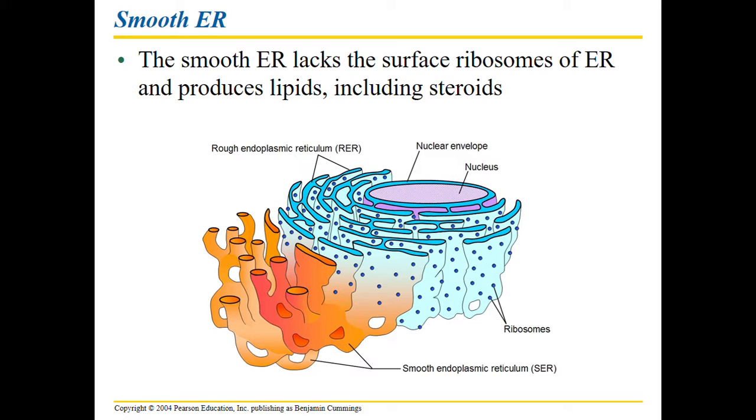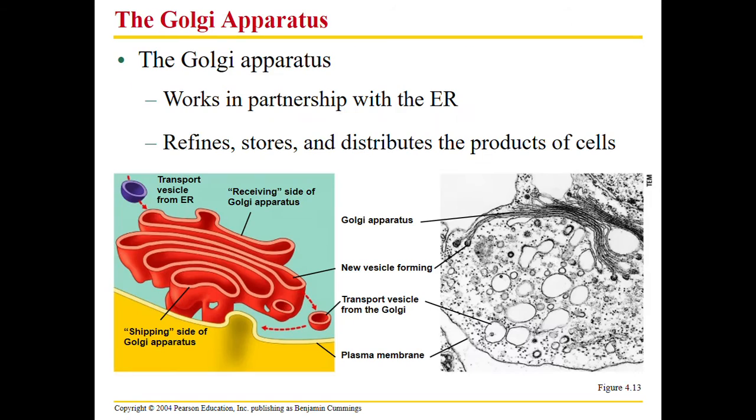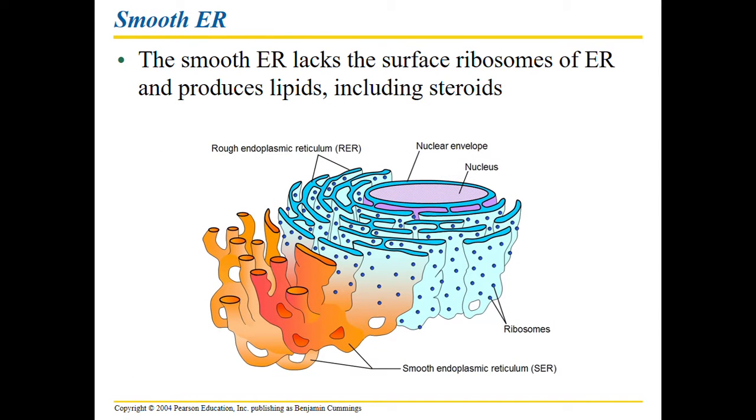Then smooth ER is where our lipids and steroids are going to be produced. Steroids, like, think testosterone, estrogen, things like that. You'll find a lot of smooth ER in cells that are important for detoxifying as well. Our liver cells will have a lot of smooth ER to detoxify drugs and alcohols. But these products of smooth ER are also sent off in a vesicle.